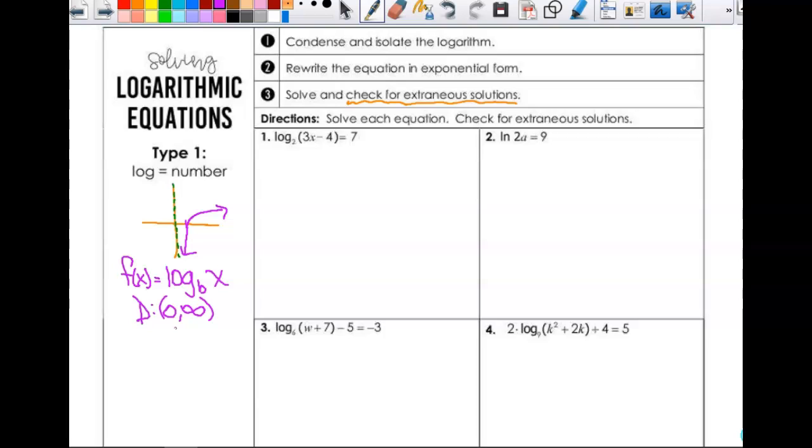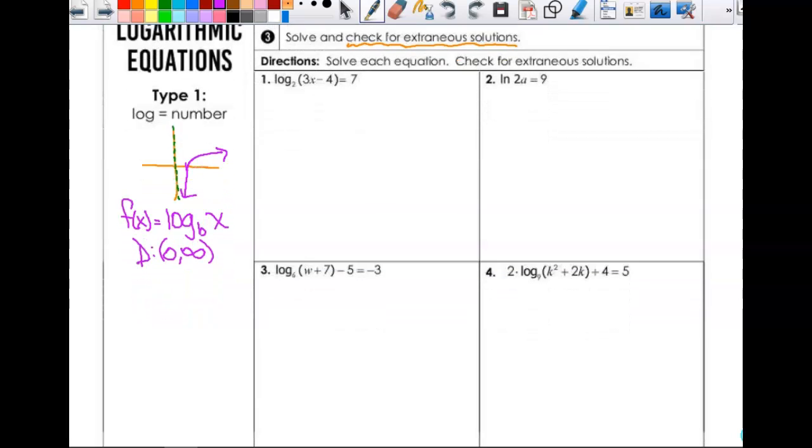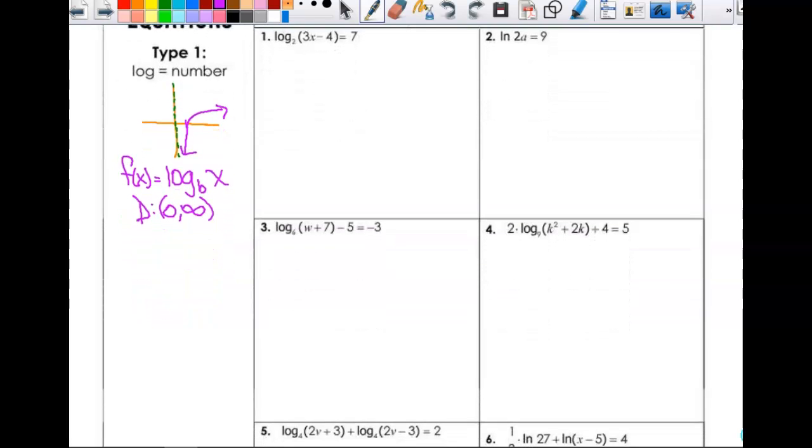If this is my domain, this is my function, or my graph, then can I take the log of any base of 0? No. If my domain's 0 to infinity, I don't get to use 0. Do I get to take the log of a negative number? No. Anything you take the log of just has to be a positive number. Can't be 0, can't be negative. So we have to think about that when we actually find our solutions here. All right, so let's solve a few and see how that works.